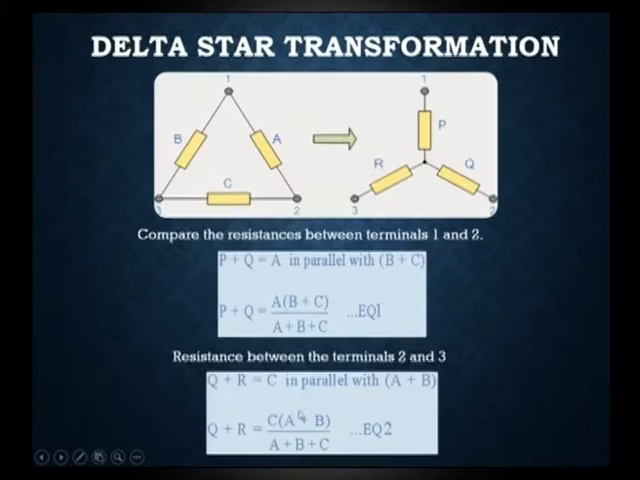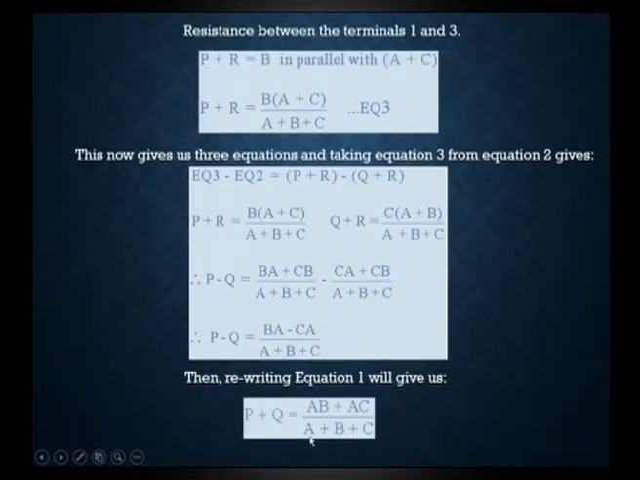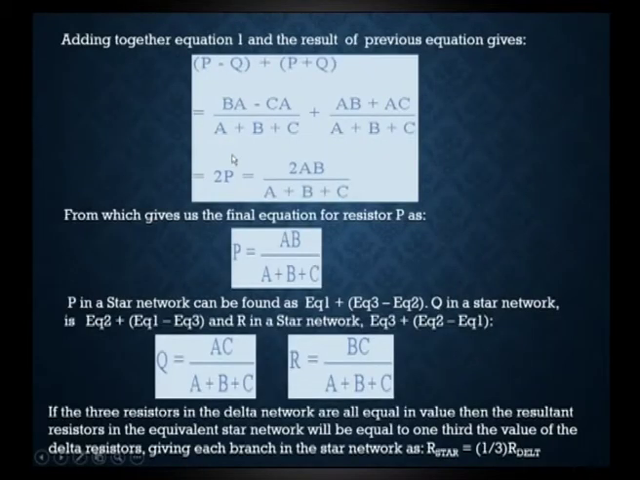Equation 1 can be rewritten like this for simplicity, and this is the solution for P minus Q, that is equation 3 minus equation 2. So, now adding together equation 1 and P minus Q, that is P minus Q plus P plus Q, what we will get is 2P, as the minus Q and plus Q cancel. 2P is equal to 2AB divided by A plus B plus C. And finally, we get the P value here for the delta to star conversion, P is equal to AB divided by A plus B plus C.